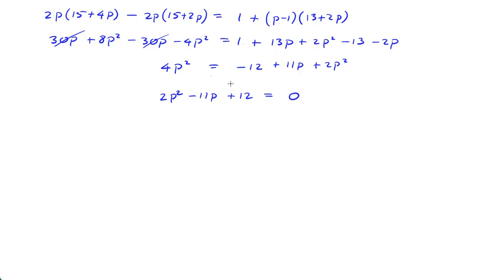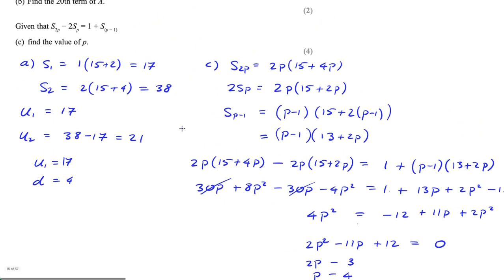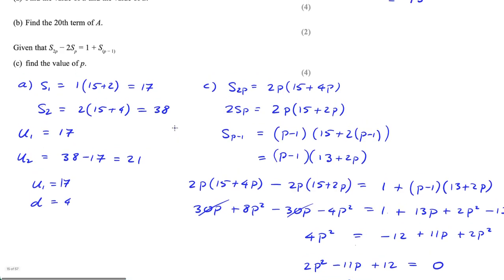This is a quadratic that we need to factorize. I'm going to do it my quick way, guys. 2p and p. I need 4 and 3. I need minus and minus. So 2p minus 3 equals 0, p minus 4 equals 0. P equals 3 over 2, and p equals 4.